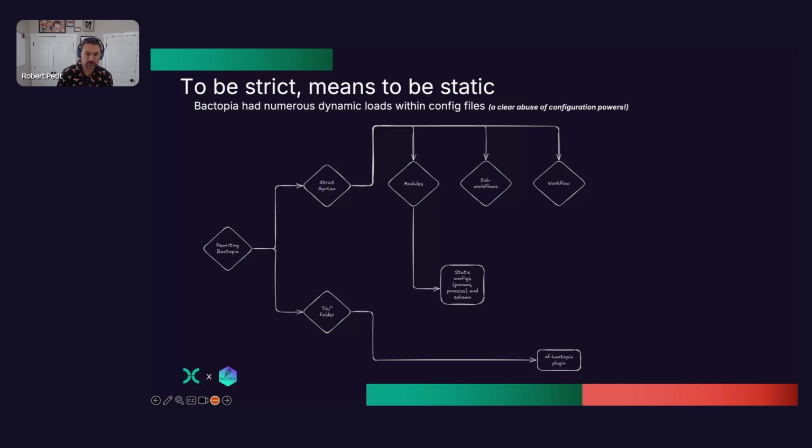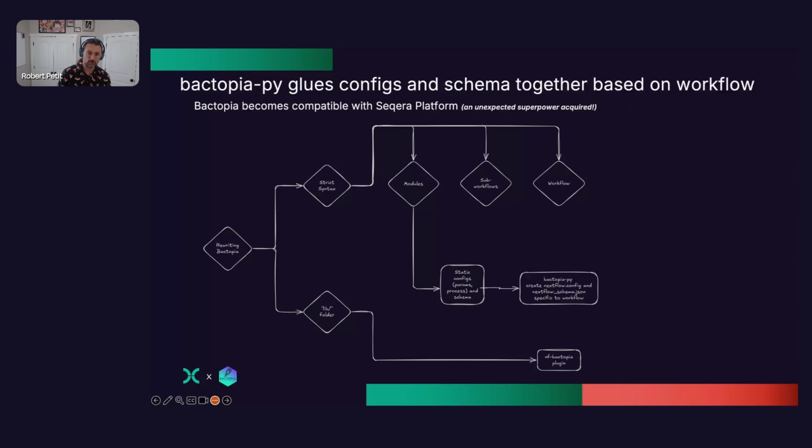Previously in Bactopia, I was dynamically loading multiple different configs and schemas based on which workflow is executed. Yes, within the nextflow.config file, there was plenty of code to dynamically load many different other config files. These weren't explicitly listed. It would just dynamically load them. This is no longer the case. Instead, I now use a tool from bactopia-py to identify which modules are included in the workflow, and then generate the corresponding static Nextflow schema and static config files one time.